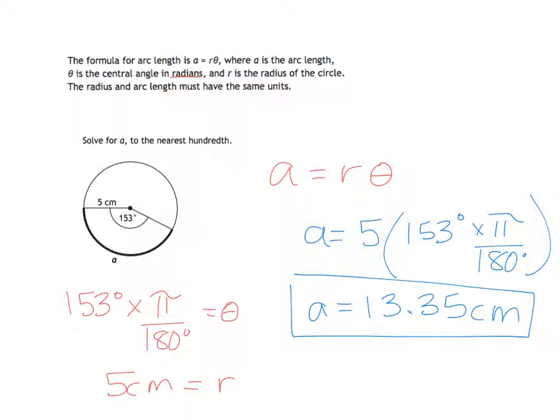And that seems reasonable. If this is 5 centimeters, the radius, then we're saying that arc length is going to be about 3 times that, or a little less than 3 times that, so that looks like it worked out.